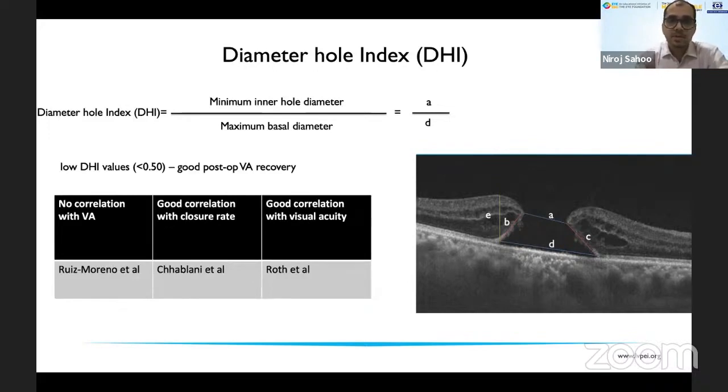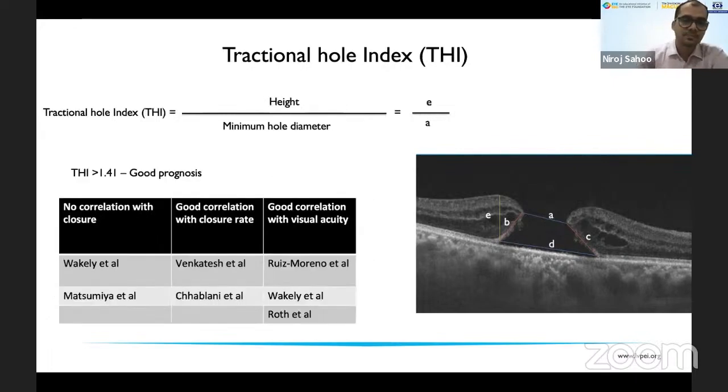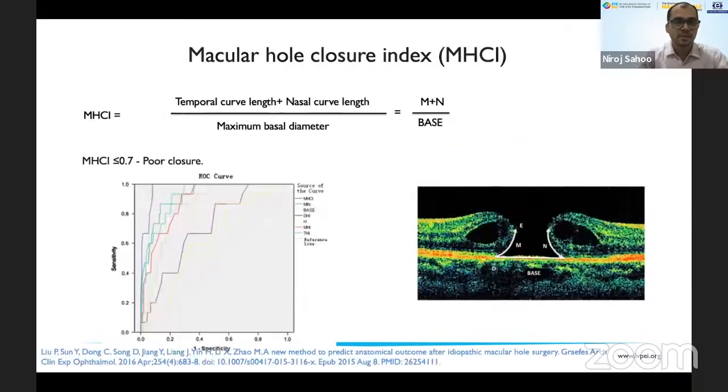Then DHI, or diameter hole index, which is just a ratio of inner hole diameter to the maximum basal diameter. Multiple studies have shown either absolutely no correlation or good correlation with visual acuity or closure, thus telling us that the prognostic evidence might be slightly low. The THI, or tractional hole index, again, the papers are all over the place with no or good correlations. This is telling us that it may not be a good index for clinics.